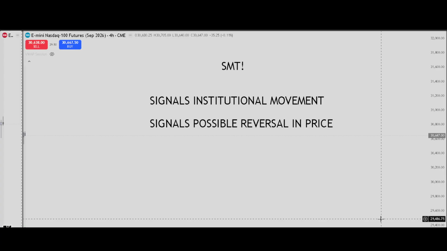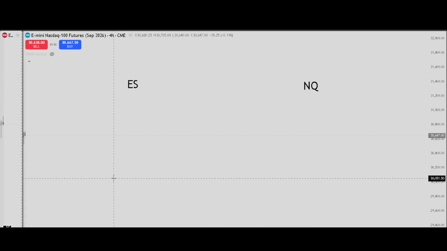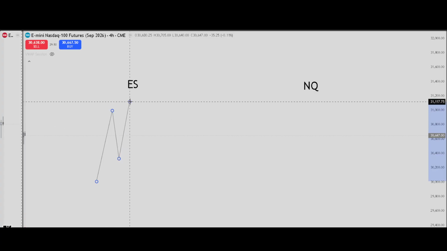Now, this is where the concept of an SMT comes in. An SMT is a divergence between the indexes. That means one index takes a certain liquidity point in price, and the other does not. This signals institutional movement and it signals a possible reversal. For an example, say we have ES move up, it displaces down here, and then it moves up again, taking out this London high, right? So this is going to be our London high.